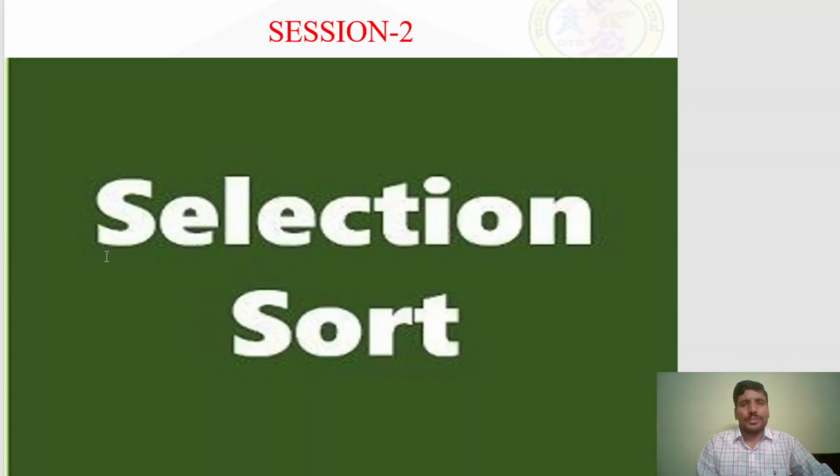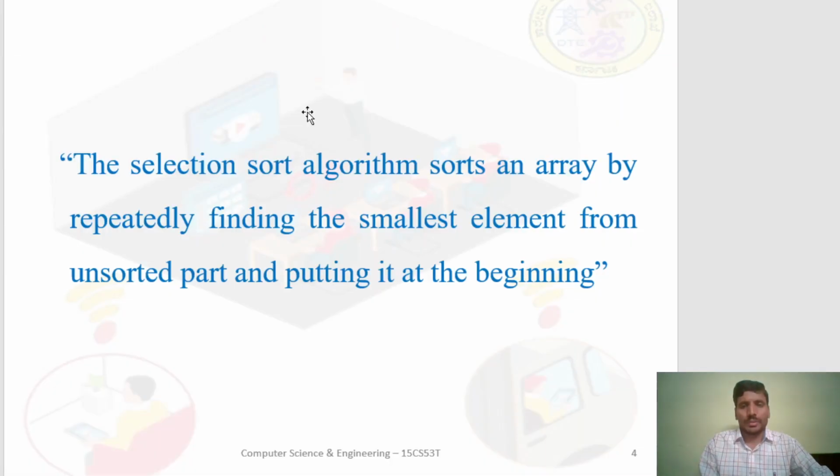In today's session, that is in the second session, we will discuss in detail a very popular algorithm, that is selection sort. So what is selection sort? Selection sort algorithm sorts an array by repeatedly finding the smallest element from the unsorted part and putting it at the beginning.